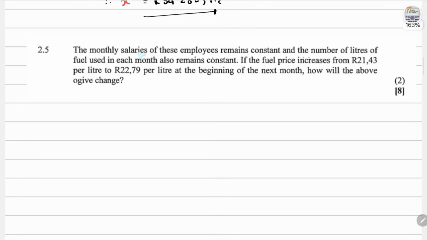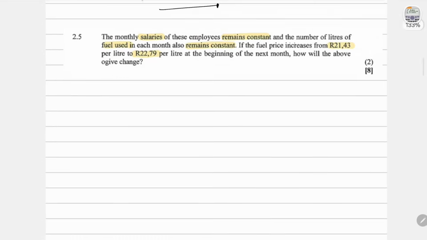Question 2.5 says, the monthly salaries of the employees remain constant. And the number of liters of fuel used each month also remains constant. If the fuel price increases from 21 Rand 43 cents per liter to 22 Rand 79 cents at the beginning of the next month, how will the above ogive change?